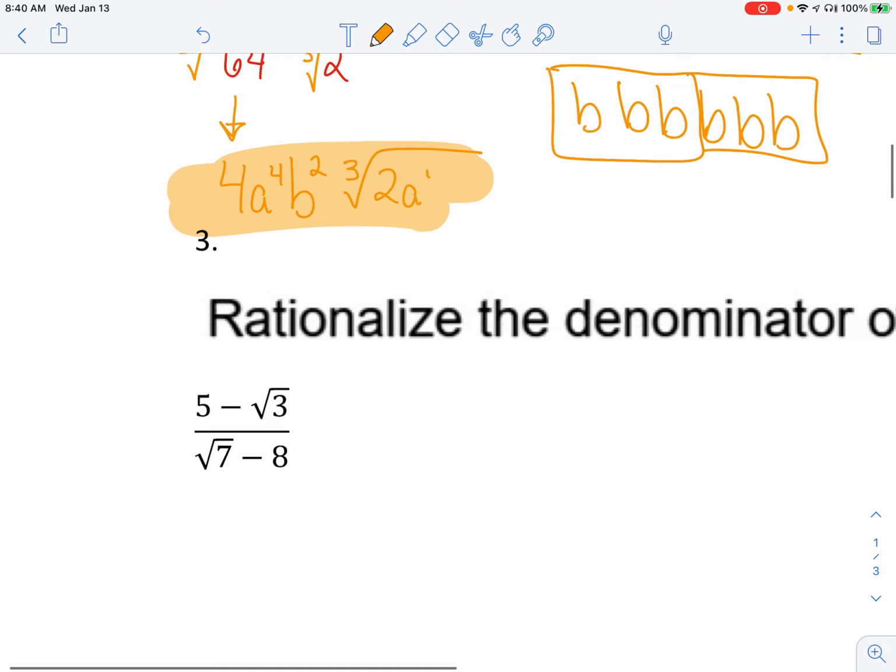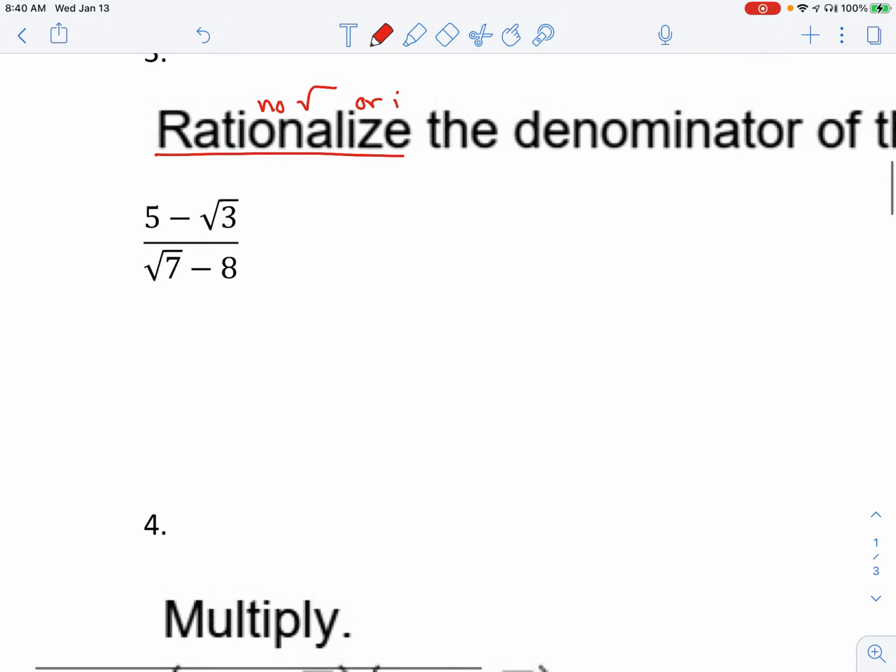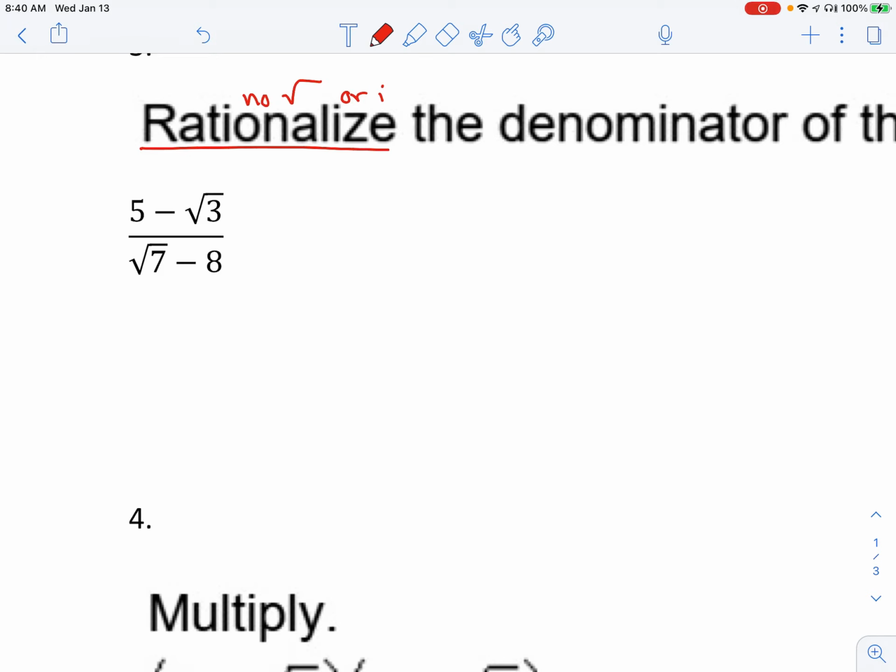Okay, number 3, rationalize the denominator. The word rationalize means no square root or i in the denominator. Rationalize means get rid of the square root and the i in the denominator. So the only way to do that is to look at the denominator. The numerator does not affect you on what you pick in the first step. So we have to multiply by the conjugate of the denominator.